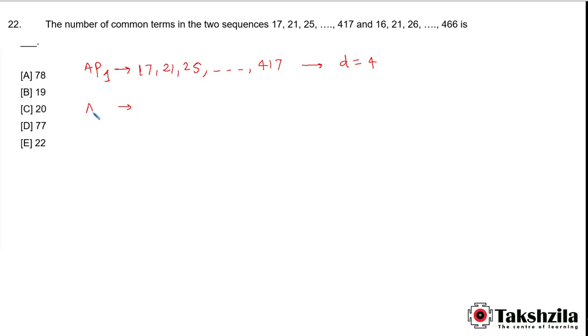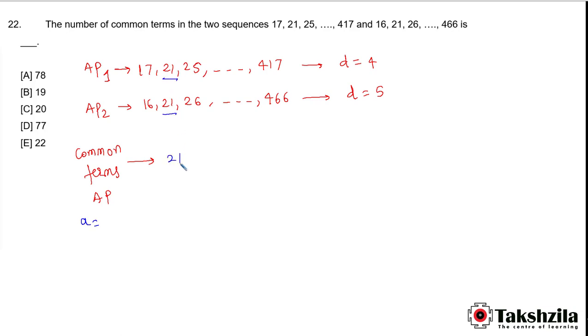The second series is also an arithmetic progression. The terms are 16, 21, 26. The difference between any two consecutive terms over here is 5, so the value of d is equal to 5 here. So over here the common terms are also going to be in arithmetic progression. So what you need to do over here, you need to find the first term by using trial and error, which is 21 is the first term. And the value of d is equal to the LCM of d1 comma d2. This is d1, this is d2. LCM of 4 comma 5 is equal to 20.